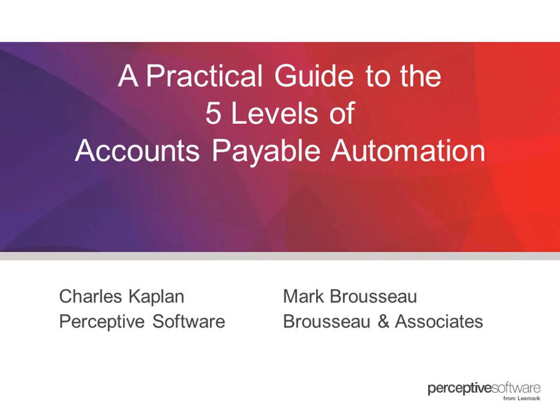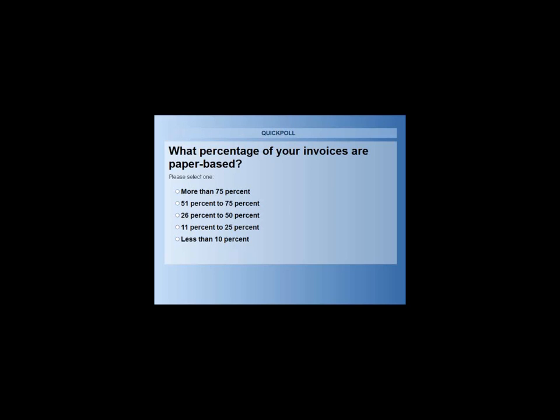What we want to know is what percentage of your invoices arrive as paper. What percentage of your invoices arrive as paper? More than 75%, 51 to 75%, 26% to 50%, 11% to 25%, or less than 10% of your invoices? Take a moment to respond to the poll question now displayed on your screen, and we'll talk about the results in just a moment.